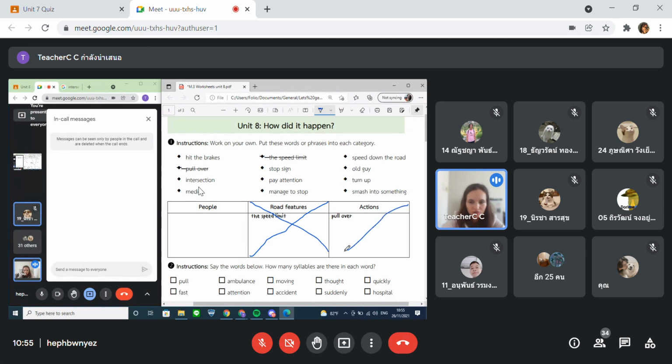So we're not going to do actions or road features yet. I've crossed them out because we're not doing them yet. For now, I just want you to tell me what would go in this people box. So what would go in the people box? Basically, you're going to look through this list of words, and then decide which of those words are people.